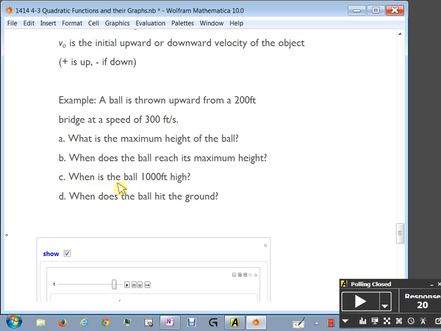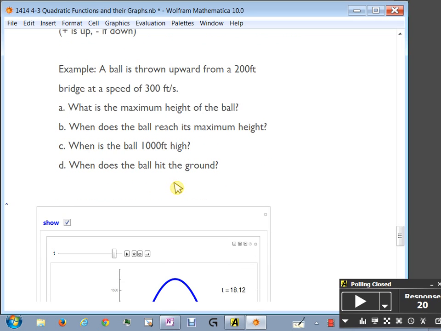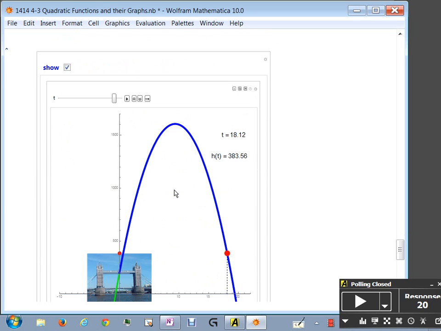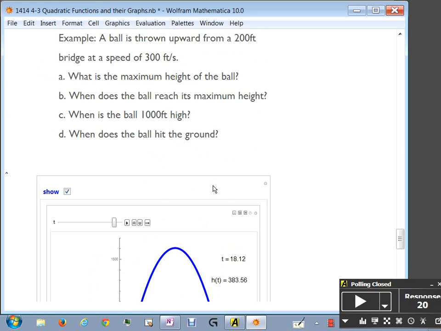When is the ball 1,000 feet high? That means I want to know when the ball, here's 1,000, right? I want to know when it's here, and I want to know when it's here. That's nothing we've done up to this point, all right? And then when does the ball hit the ground? What is that in our graph?